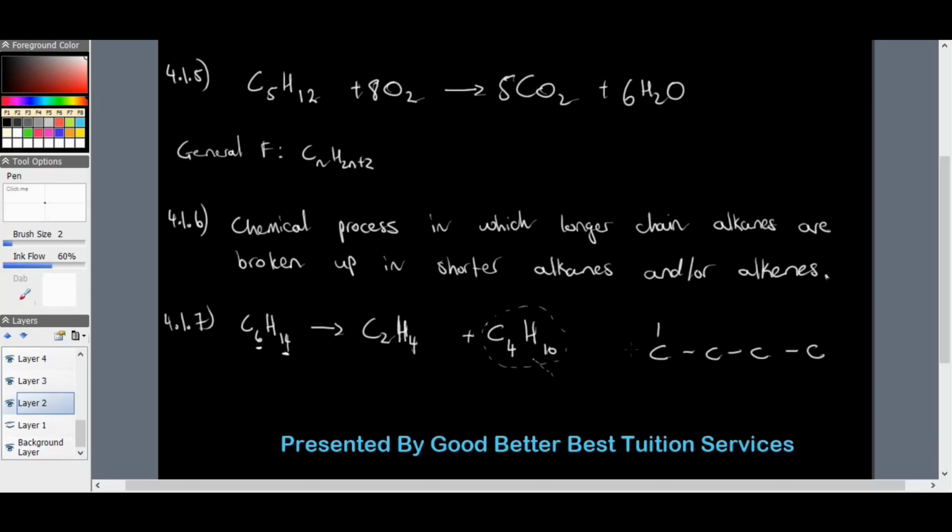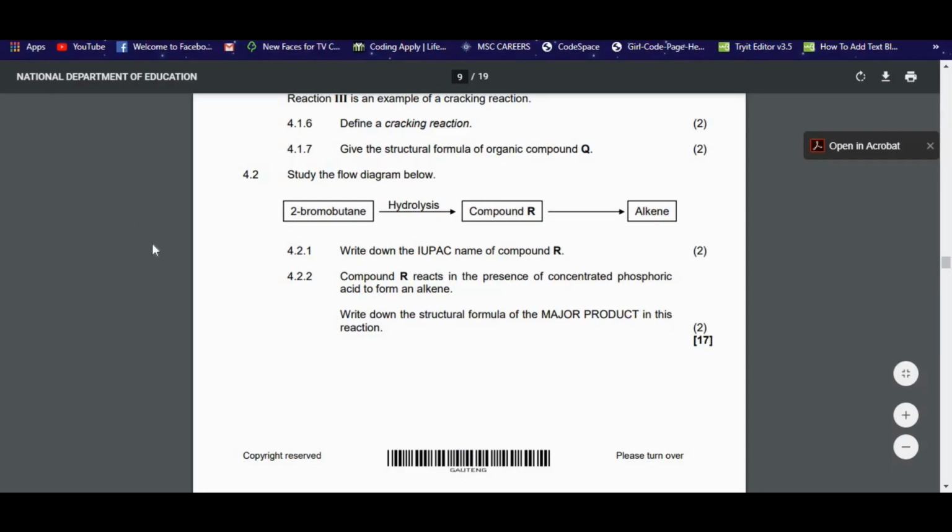Alright, so 1, 2, 3. Now you actually have to draw in your hydrogens here. That's 3, that's 3, that's 3, that's 3. And there we go, H10. Now what does that look like to you? Anybody? Butane is what it was. Fantastic. That's compound Q. Almost done with this question.